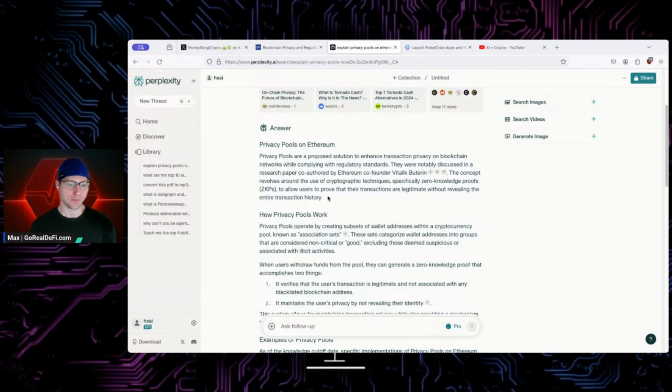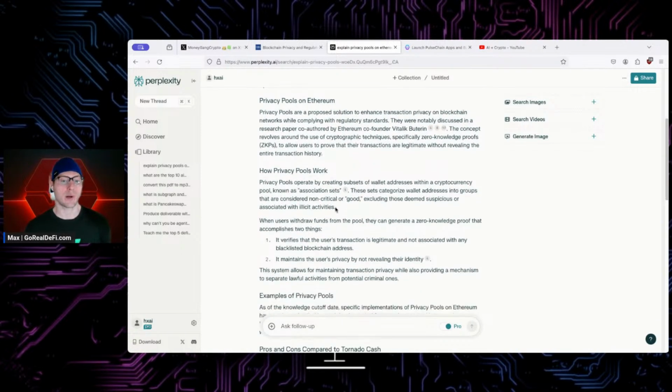separate yourself from a certain group that has been, for example, deemed illegitimate or whatever, that kind of compromise. So how privacy pools work: they operate by creating subsets of wallet addresses within a cryptocurrency pool known as association sets. Okay, told you it has something to do with pools there too. I figured that could have led into it.